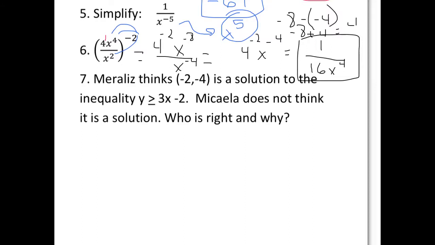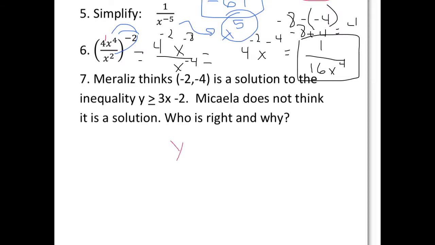And now for our last problem. Morales thinks negative 4 is the solution to the inequality y is greater than 3x minus 2. Michaela does not think it is a solution. Who is right and why? We are just going to have to figure this out.